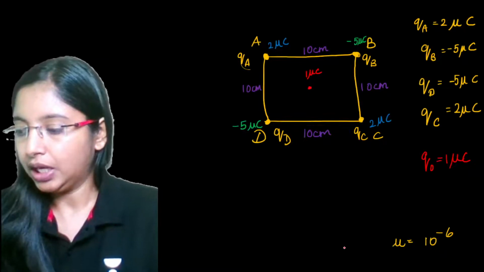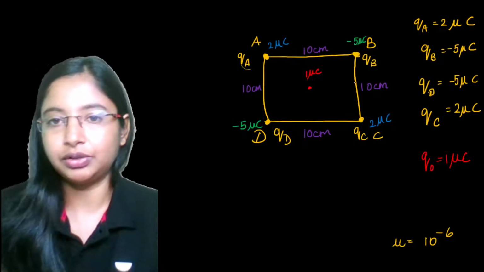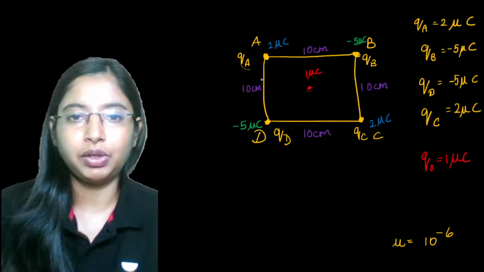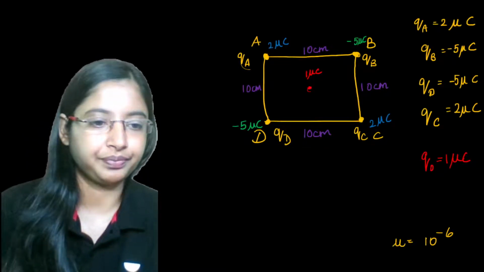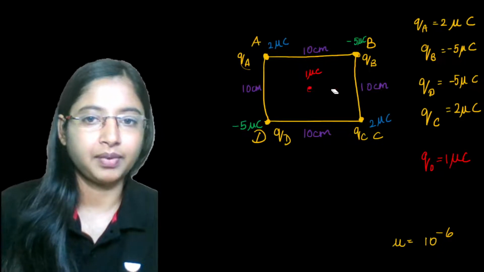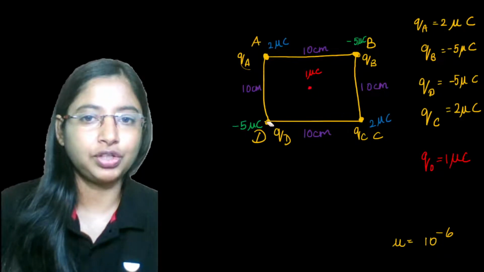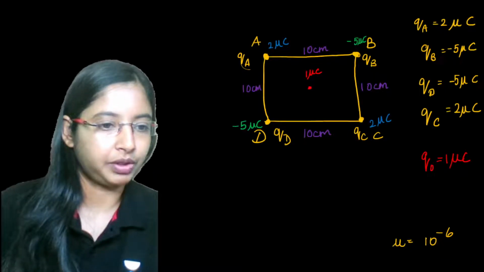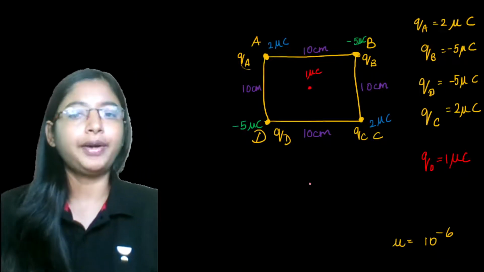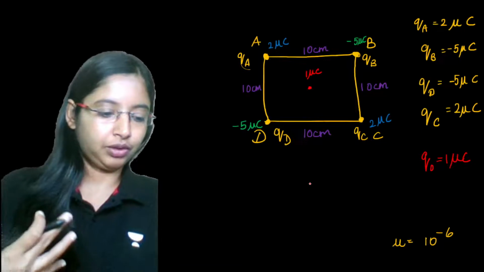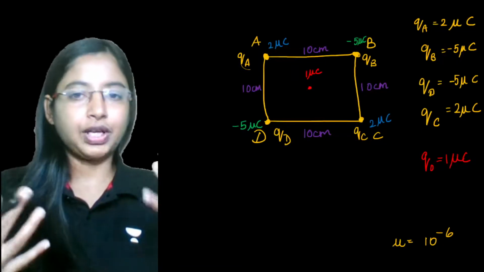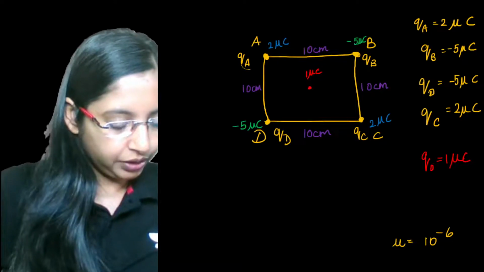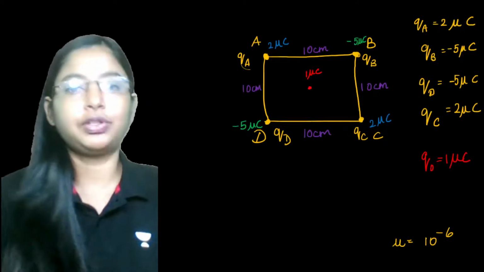Now, what will be the force acting on this charge of 1 microcoulomb at the center because of all of these 4 charges? Anybody who could tell me what will be the force? Or if you feel you can at least think of a few steps on how to solve the question, you can tell me. You can use the chat box to give the answer.